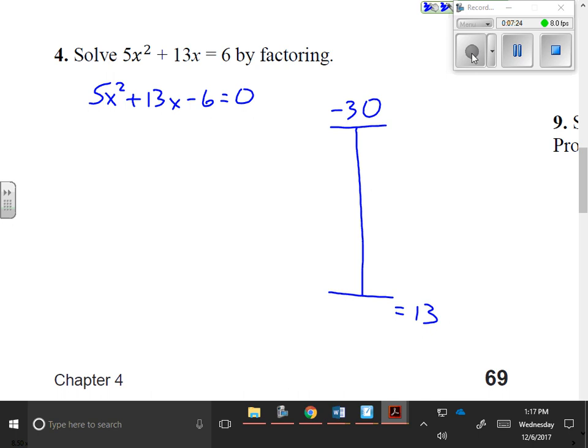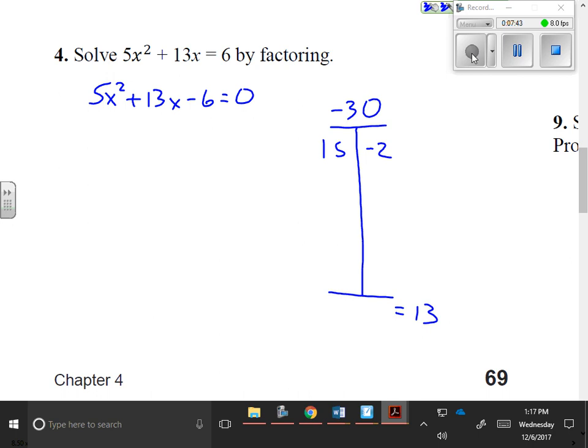What would that be? I need to get 13 when I add, and I need to get negative 30 when I multiply. Very good. 15 and negative 2.